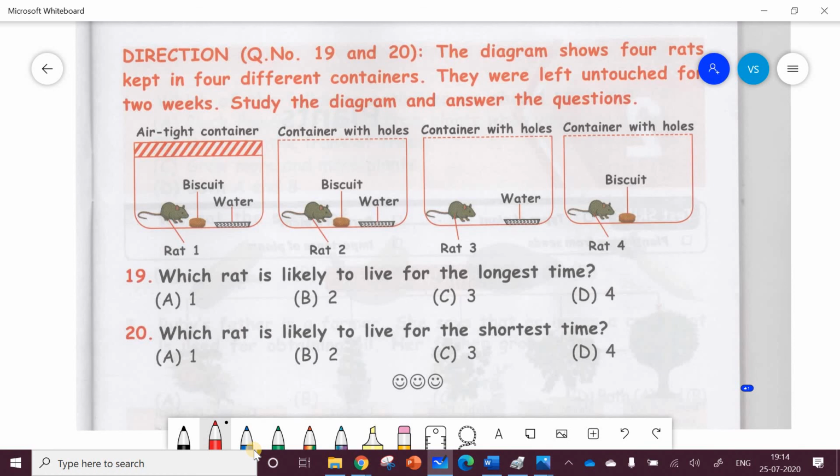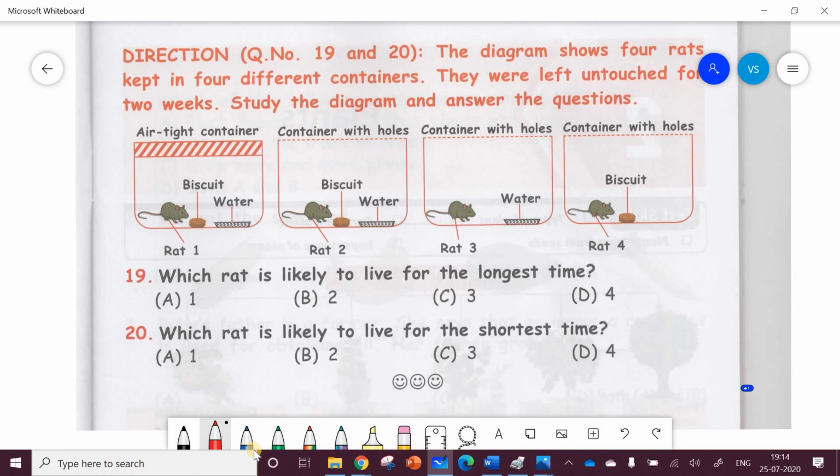Let's start. The diagram shows 4 rats kept in 4 different containers. They are left untouched for 2 weeks. Study the diagram and answer the following questions. The first question is, which rat is likely to live for the longest? Who is the longest one and who can survive?